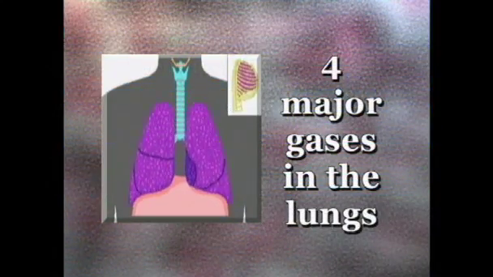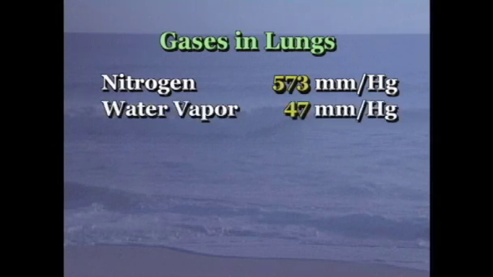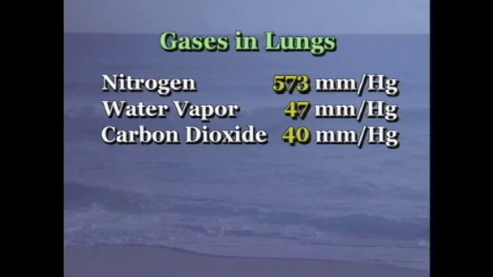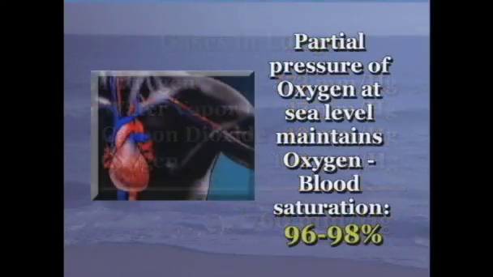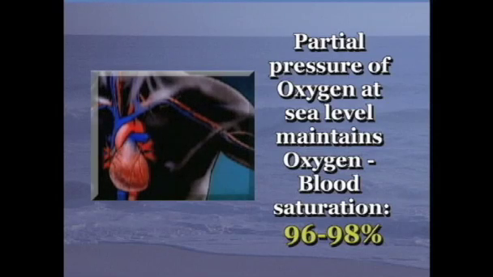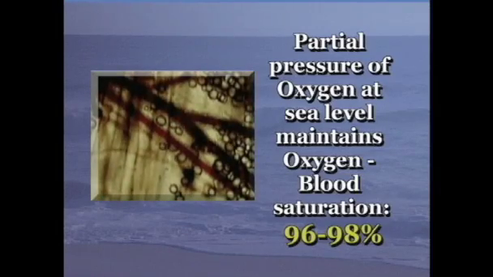As we breathe, there are 4 major gases in the lungs that exert a constant pressure in the alveoli. Nitrogen, 573 millimeters of mercury. Water vapor, 47 millimeters of mercury. Carbon dioxide, 40 millimeters of mercury, with the remainder being oxygen at approximately 100 millimeters of mercury. The partial pressure of oxygen at this level maintains an oxygen blood saturation of approximately 96 to 98%.